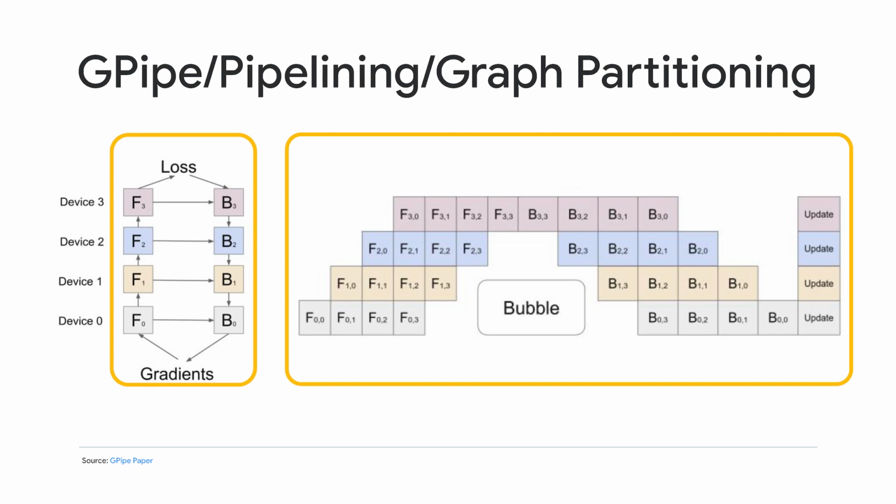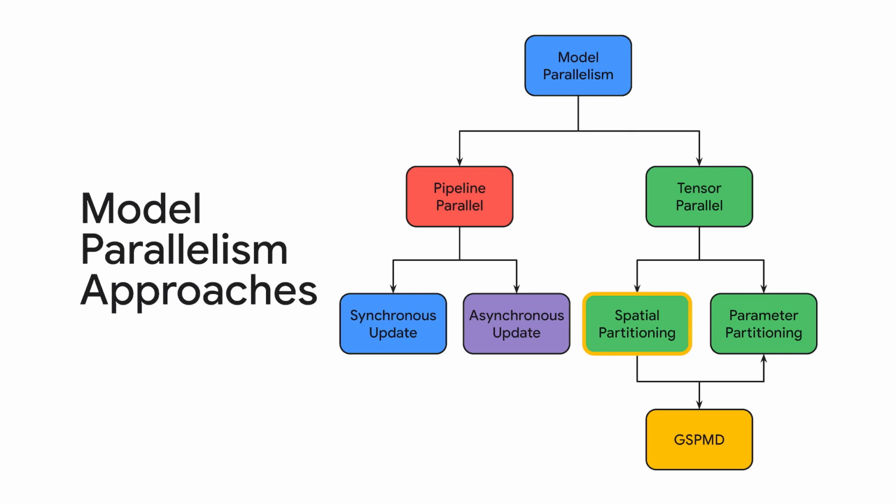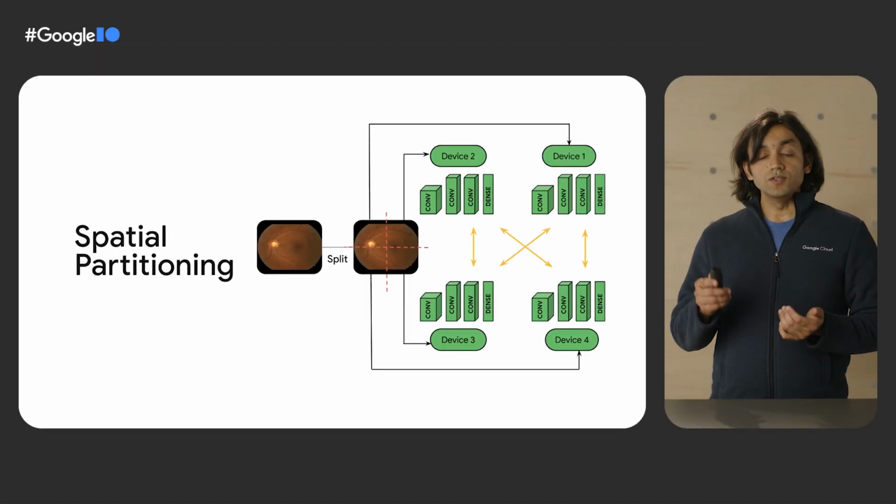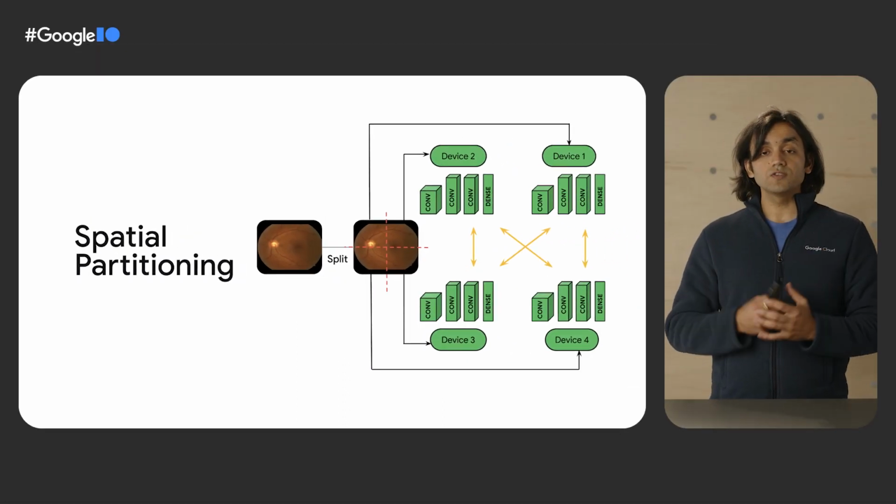Notice also the update on all the workers stacked at the end after the last backward pass, and this is why this class of architecture is called synchronous update architecture. There have been several important improvements in pipeline architectures since GPipe, among them asynchronous update-based architectures such as TeraPipe and PipeDream. Now let's talk about tensor parallel approaches, beginning with spatial partitioning. This was introduced in the Mesh TensorFlow library.